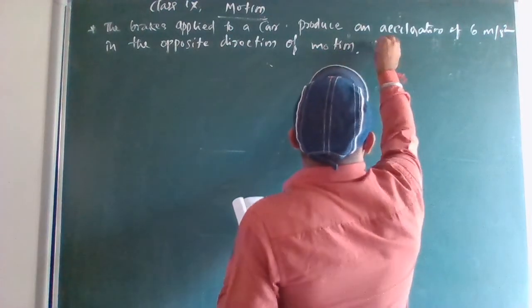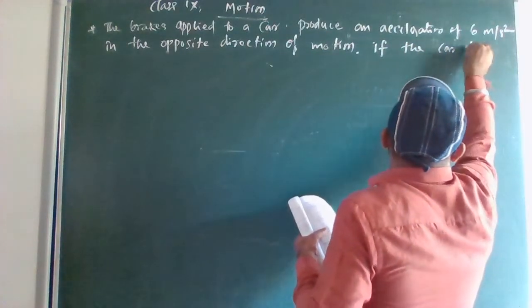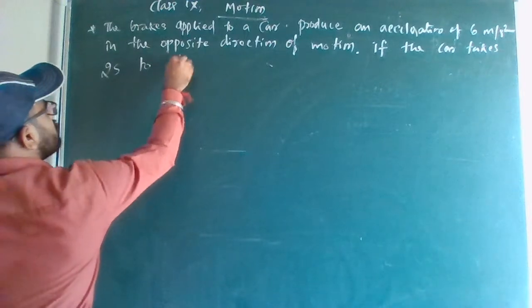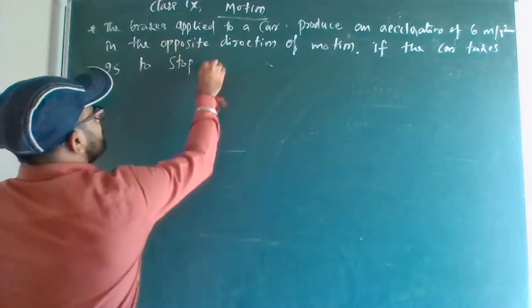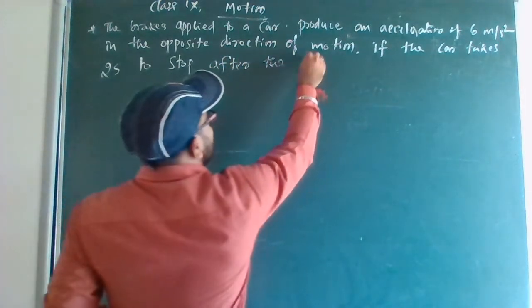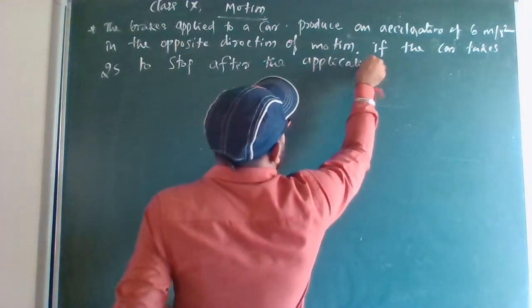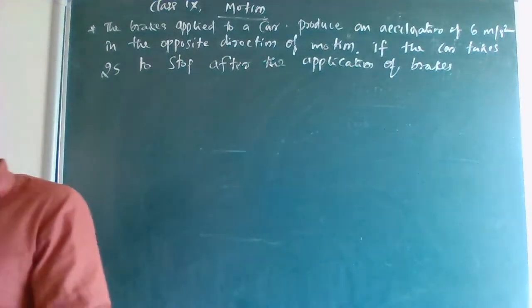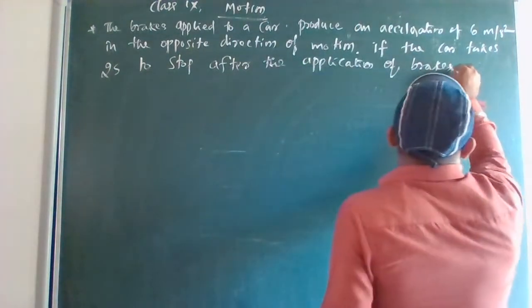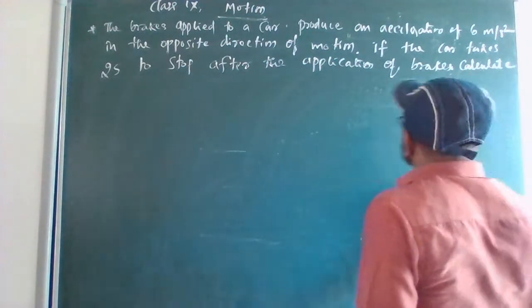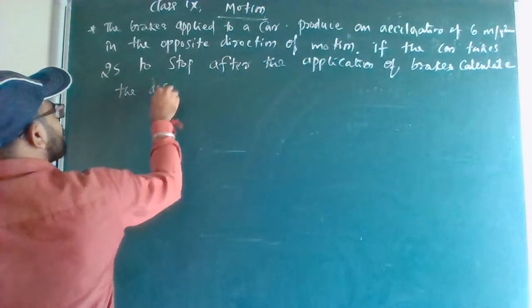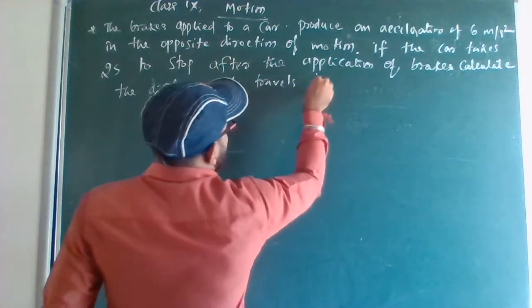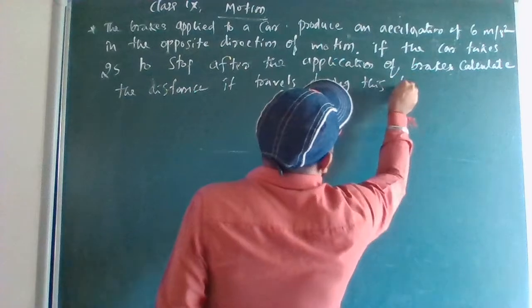If the car takes 2 seconds to stop after the application of brakes, calculate the distance it travels during this time.